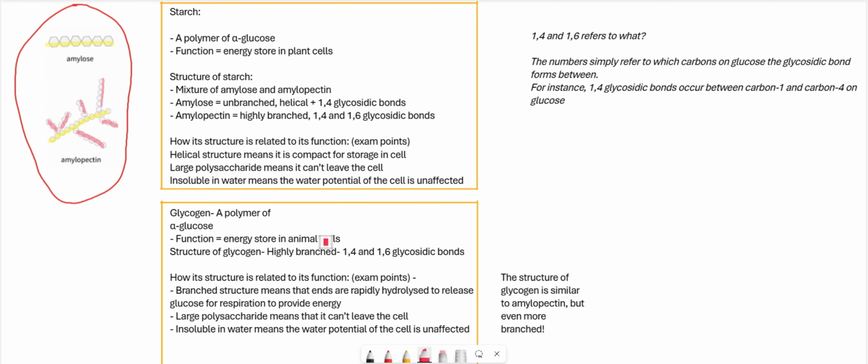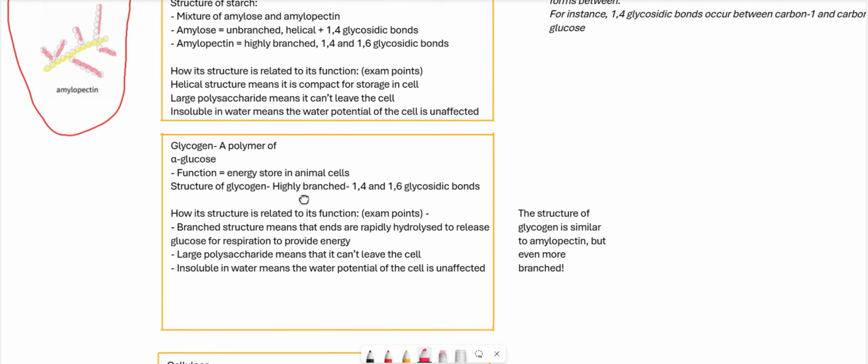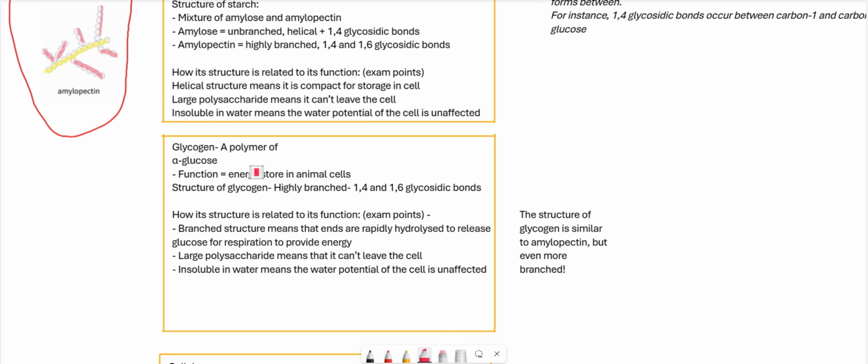Now, moving on to the second polysaccharide that you should be aware of, it's glycogen. And glycogen you might have encountered in GCSE. Glycogen is a polymer of alpha glucose as well, and its function is that it acts as an energy store in animal cells. The structure of glycogen is that it's highly branched, with 1,4 and 1,6 glycosidic bonds, and that's pretty much it. It's very similar to amylopectin.